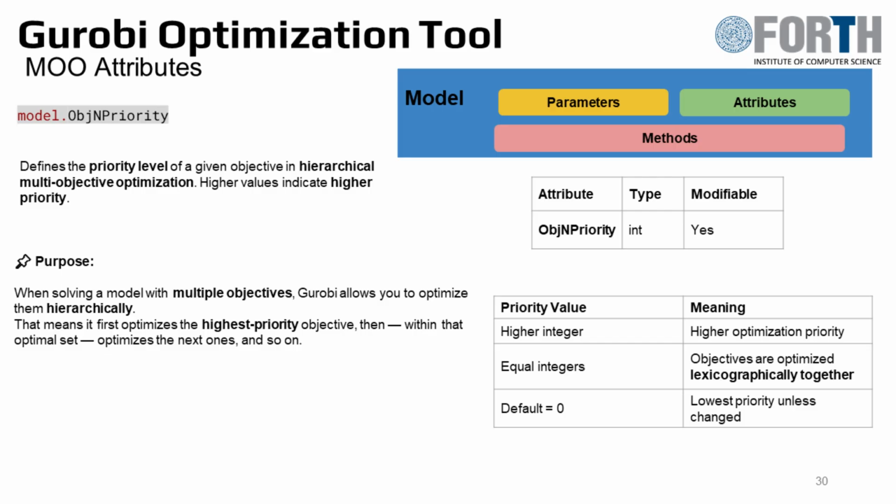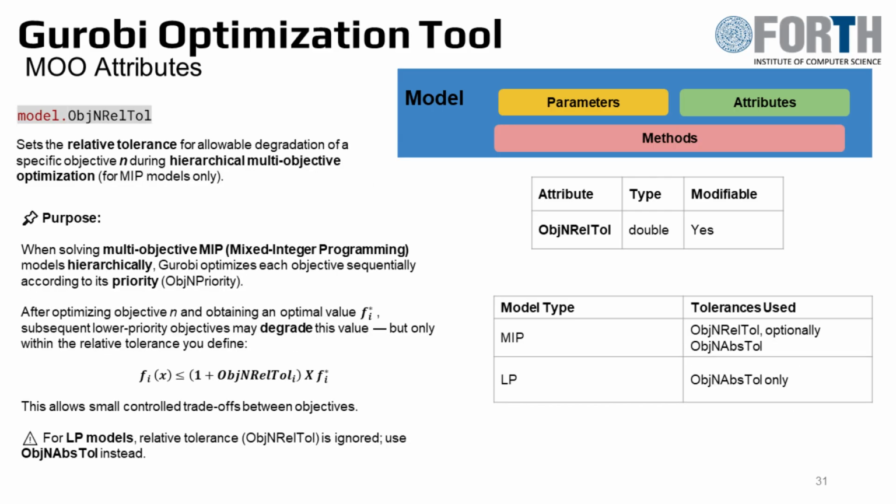By default, all objectives have priority 0, so you must explicitly assign priorities to activate hierarchical behavior. This structure reflects real decision-making processes, where some goals are non-negotiable and others are secondary. In pure hierarchical optimization, higher priority objectives are protected completely. However, in practice, we often want a small amount of flexibility.